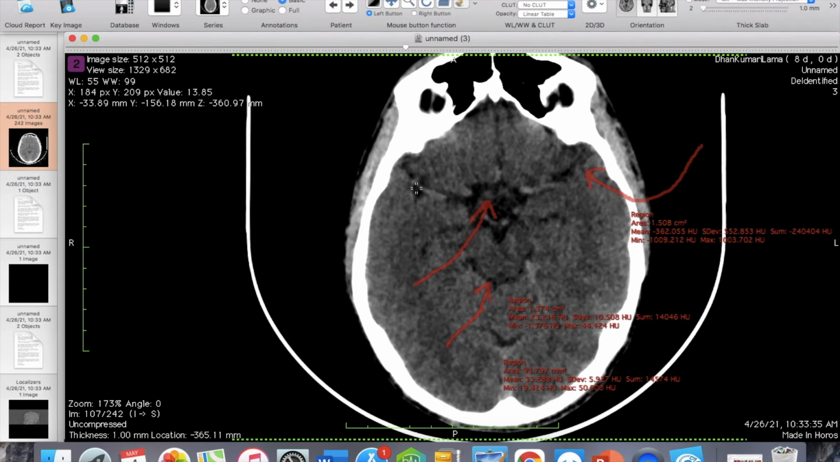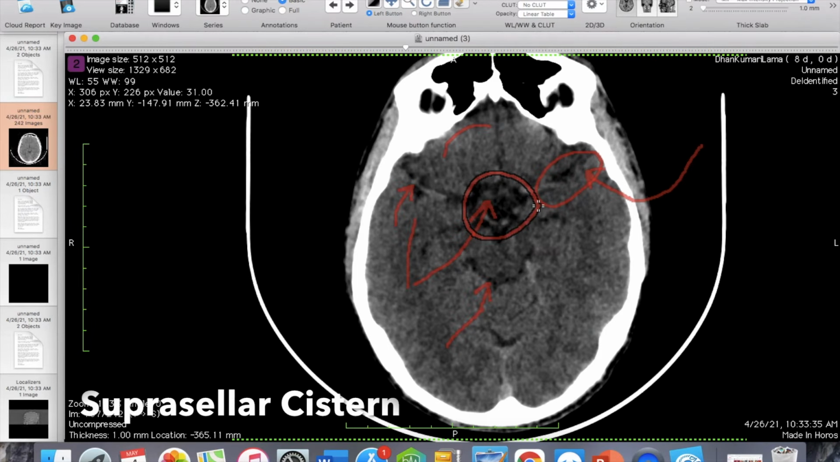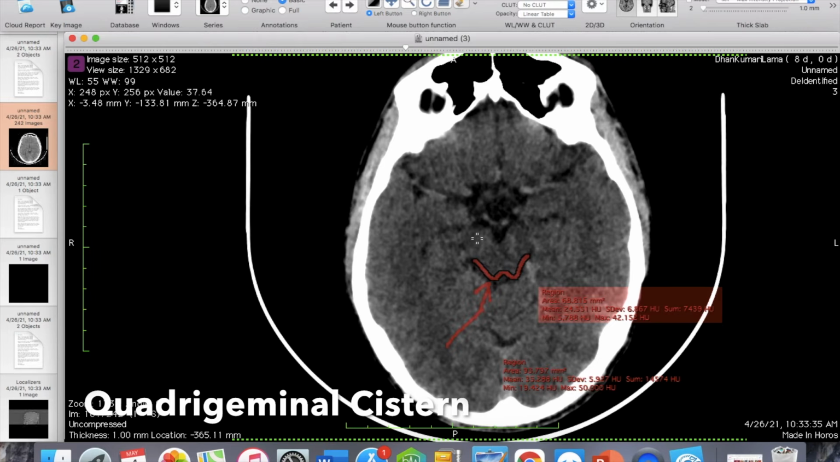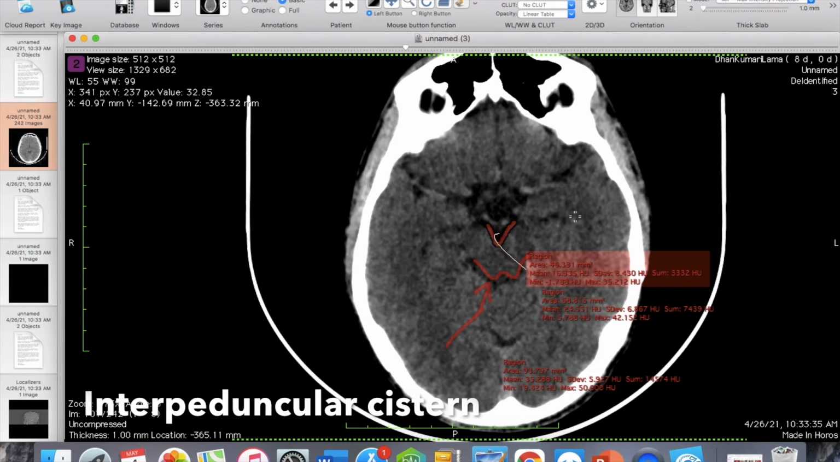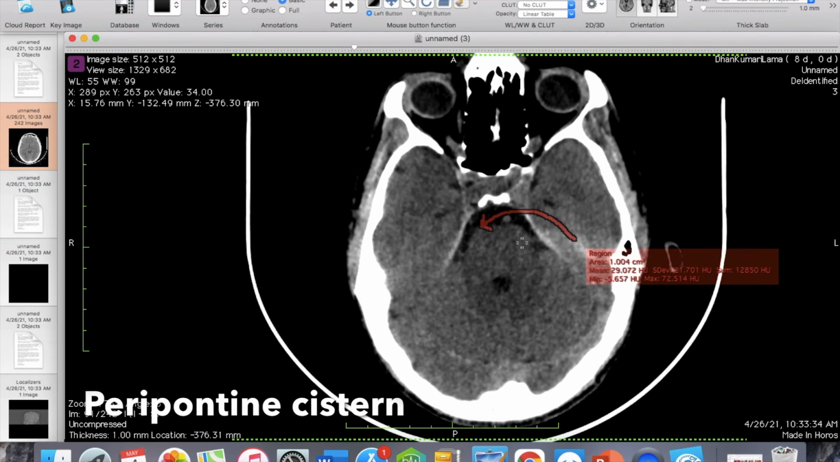As we go downwards towards the base of the brain, we can see that there are multiple deeper CSF filled areas and these are known as cisterns. This cistern which separates the frontal lobe from the temporal lobe is the Sylvian cistern. This cistern which lies above the sella turcica is the suprasellar cistern. This cistern which is lying posterior to the midbrain is the quadrigeminal plate cistern, and this cistern which lies in between the peduncles of the midbrain is the interpeduncular cistern. This cistern which lies around the pons is the peripontine cistern.